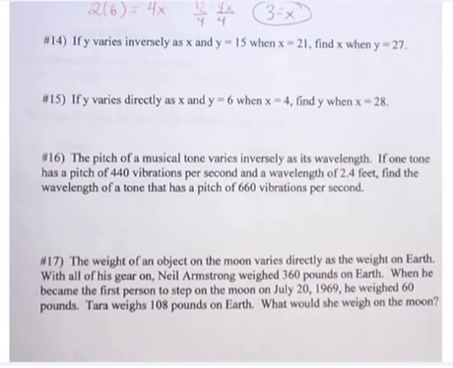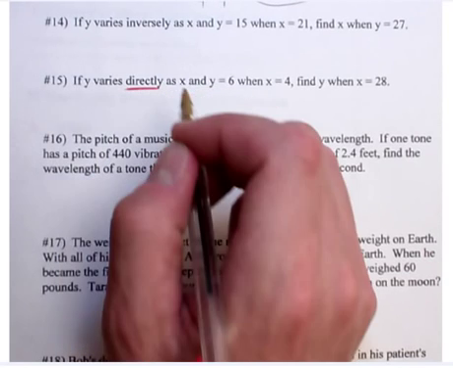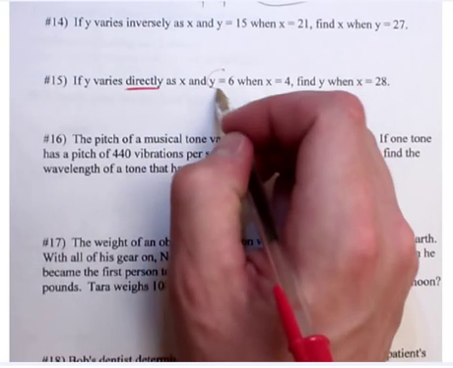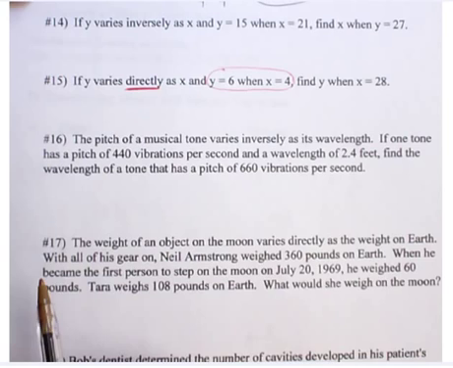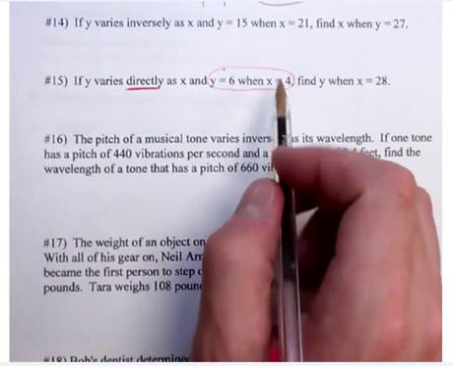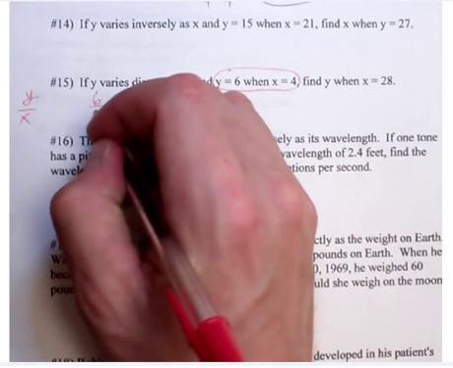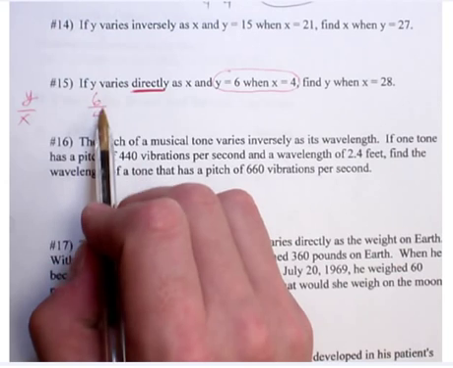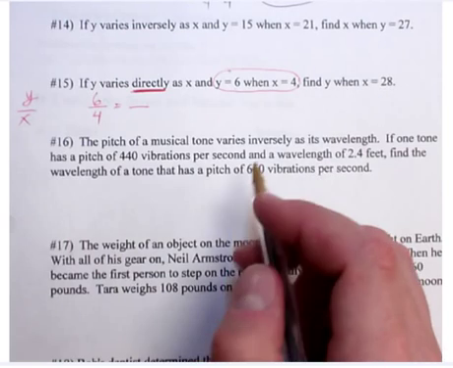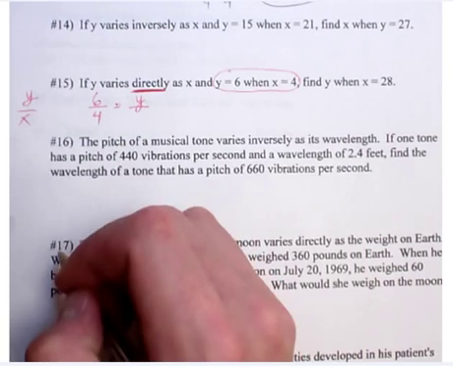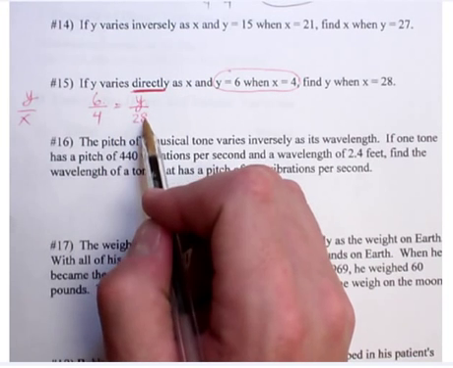And let's do 15. If y varies directly as x, and y equals 6 when x equals 4. So direct means divide. Y divided by x. That's how we're going to set it up. Y divided by x. So 6 divided by 4. Y equals 6 when x equals 4. Find the y when x is 28. We don't know the y when x is 28. Y divided by x equals y divided by x.